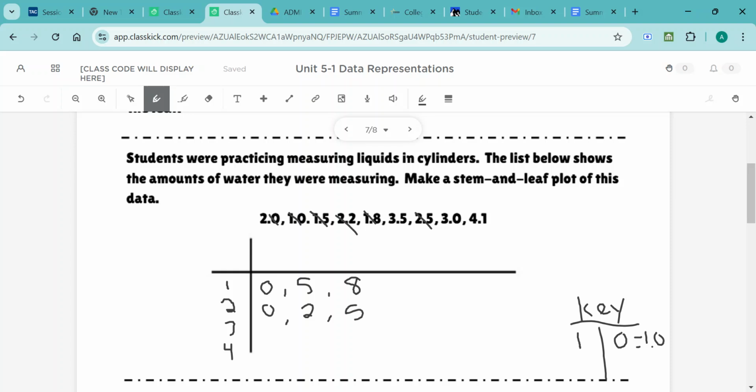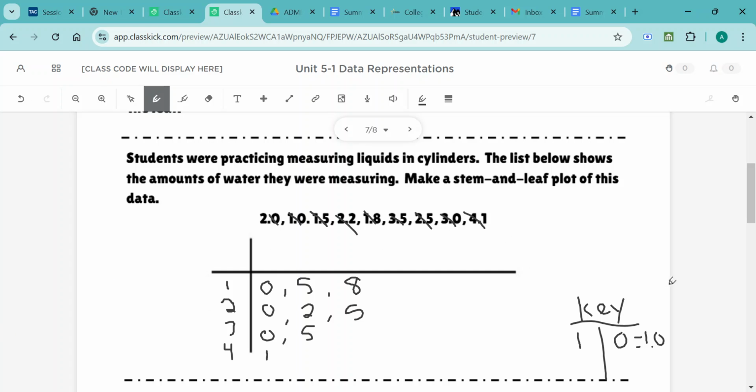Okay, now I'm going to do my 3's, 3.0 and 3.5. I'm going to put both of those, 3.0, comma, 5. And then I only have one 4, so I'm going to just put that, 4.1. I think I plotted all these. Stem and leaf plot should be good.